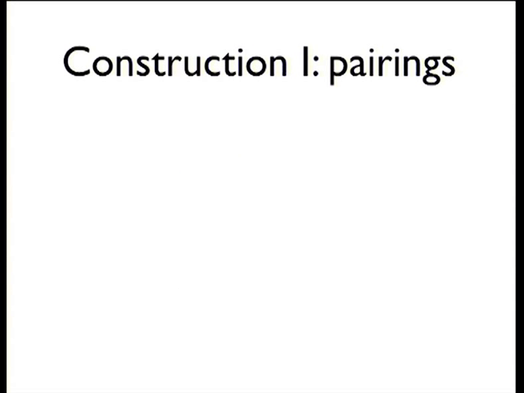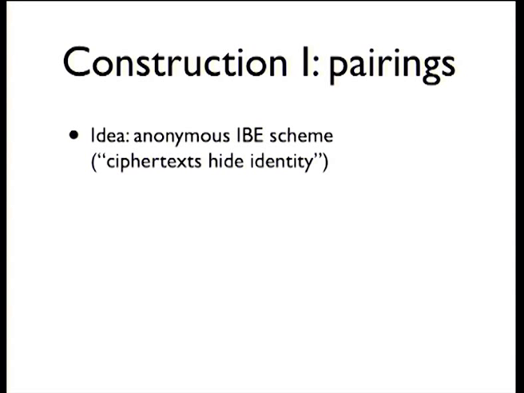Okay, so the first construction is based on pairings. And here's the idea. It's a very, very high-level idea. I'm not going to go into any details because the schemes are really complicated. Okay, so we start from an anonymous IBE scheme, which, anonymous means that the ciphertexts hide the identities. There's actually one scheme, by Boyen and Waters from '06. So we tried that first. It seems to be a natural candidate with our intuition, but it didn't work out.